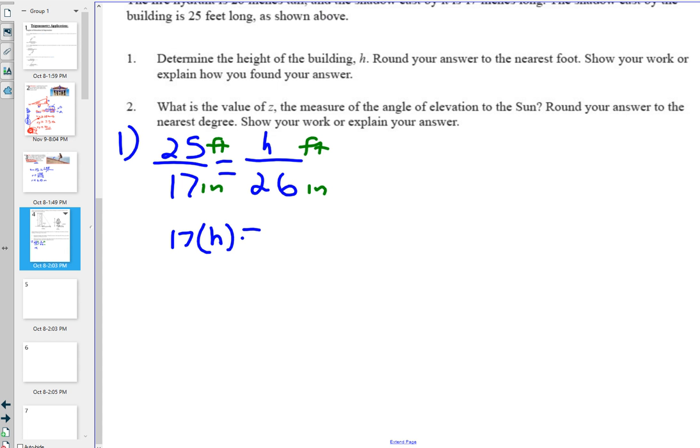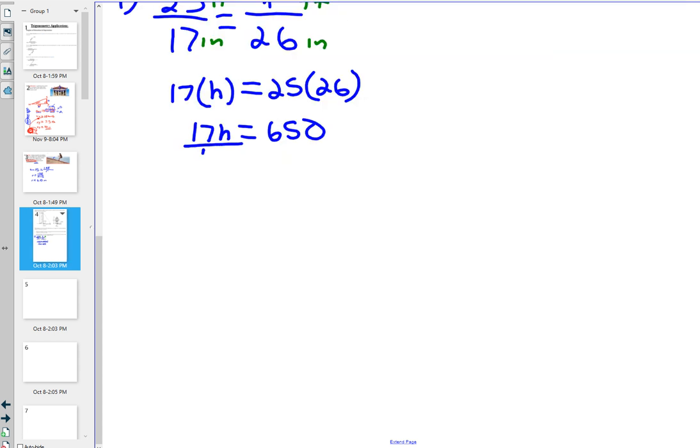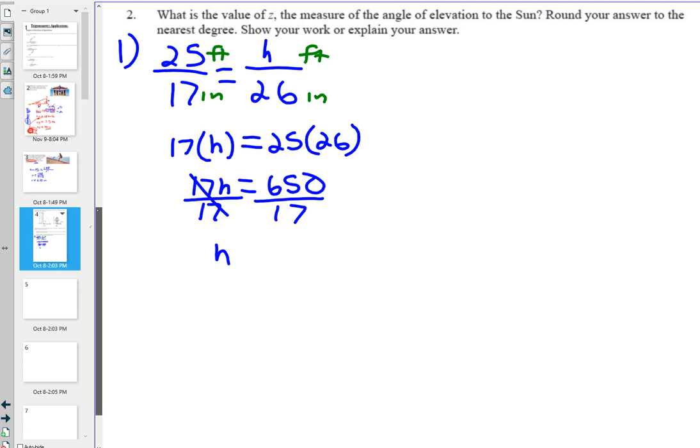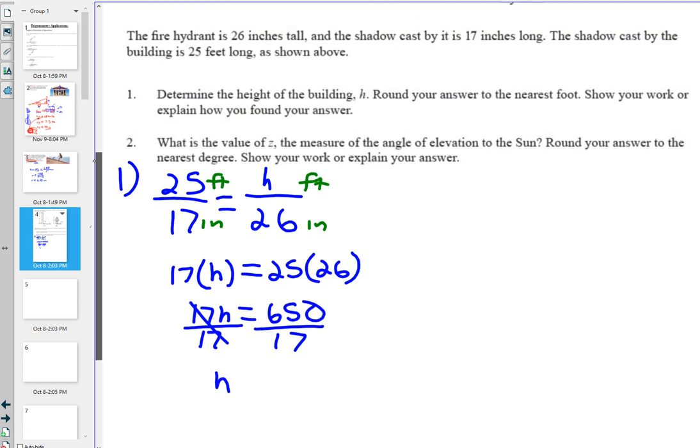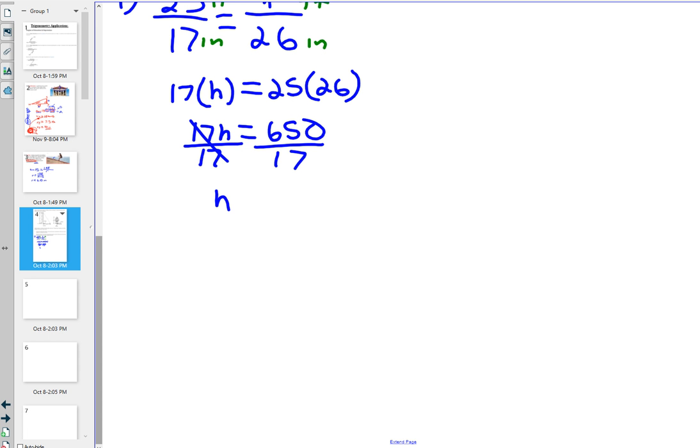17 times h is equal to 25 times 26. So 17h is equal to 26 quarters, so 650. Did I do that right in my head? Yes, I got it right. And if you divide by 17, that's going to give you a decimal. Did it tell me where to round? Round your answer to the nearest foot. Okay, so no decimals. 38.